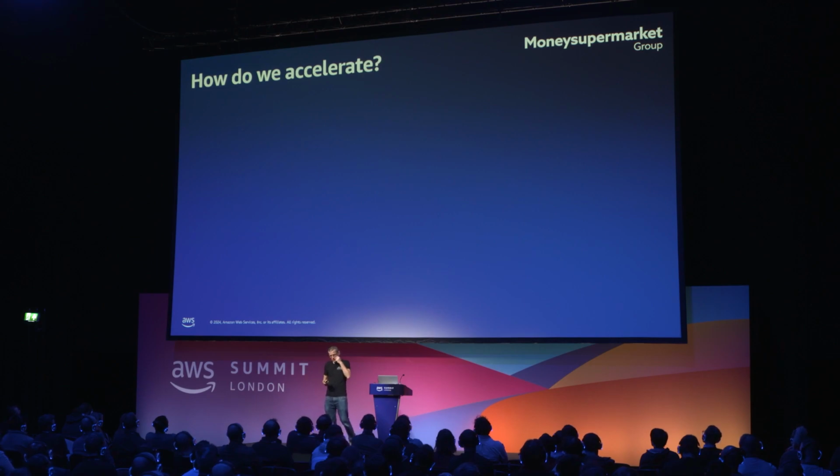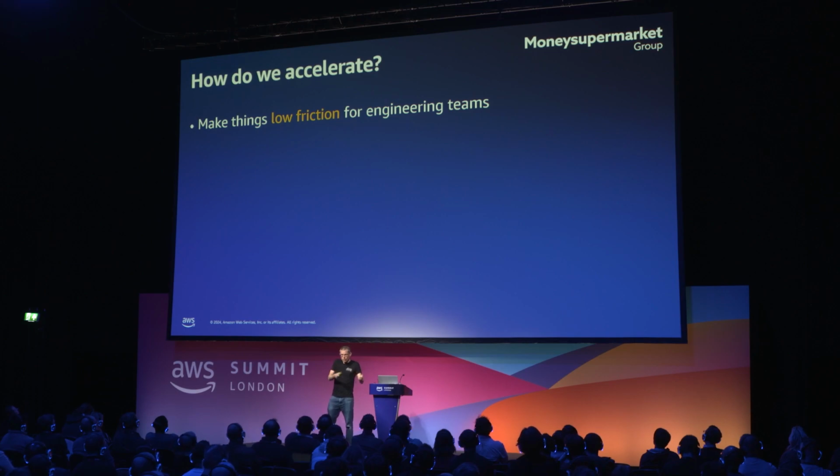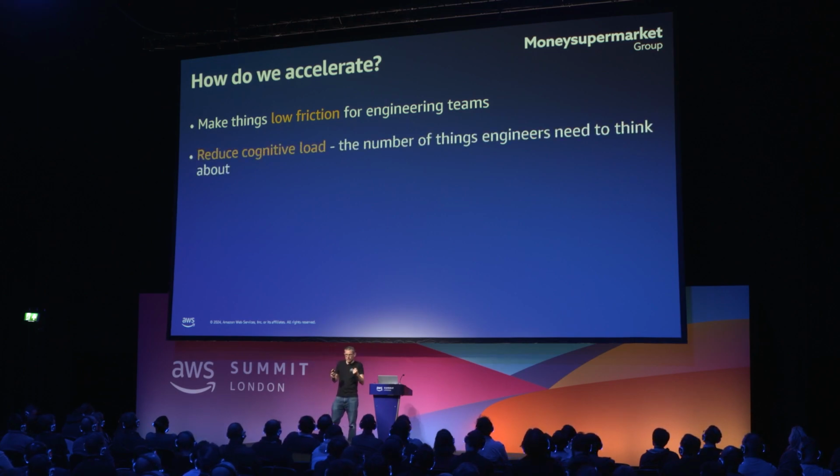So a big thing for us then is, okay, we've done that, how do we get our teams to go faster? So we really wanted to make it as low friction as possible for engineering teams. We wanted to make it so engineering teams didn't have to have as much in their head, so they didn't shy away from looking at the big picture. So it should be simple and easy to understand.